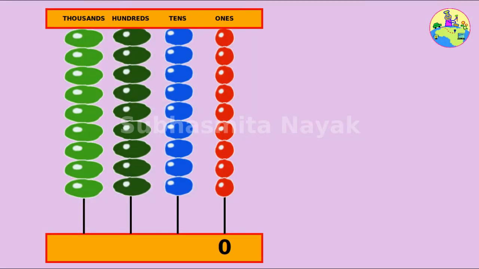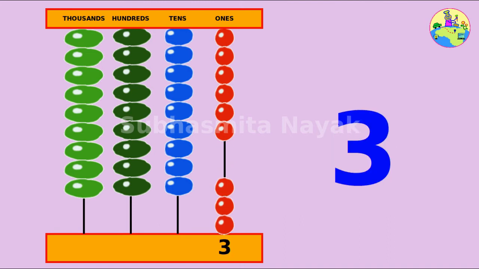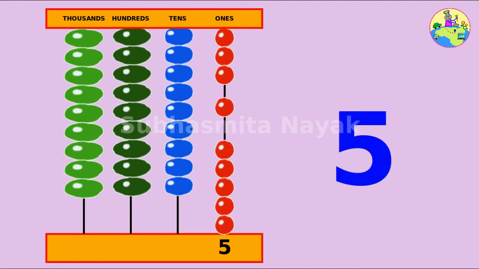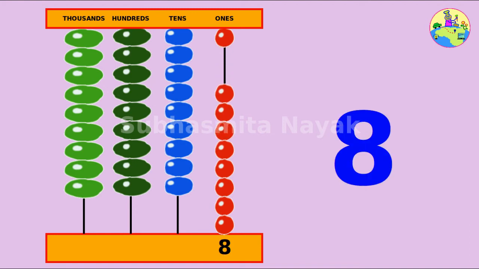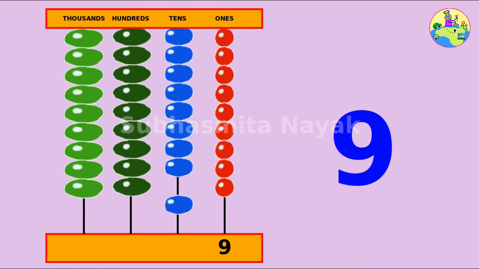Before we start counting, let's remember that we will consider the beads whatever comes down and touches the base. So let's start counting from 0 to 100. There is no bead on the base, that is 0. Then it is 1, this is 2, 3, 4, 5, 6, 7, 8, 9. Now remember, instead of adding one bead, in ones place we made a bigger bead which is equal to 10 small beads. So this is 10.